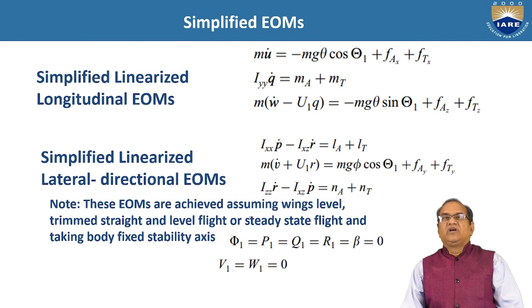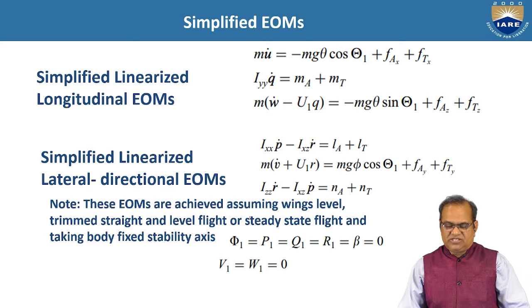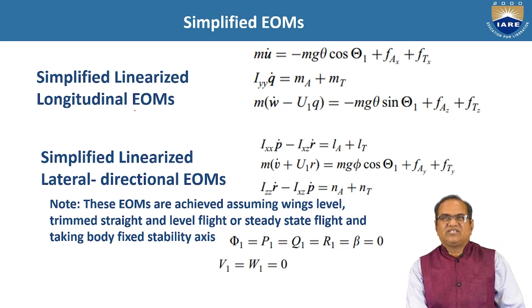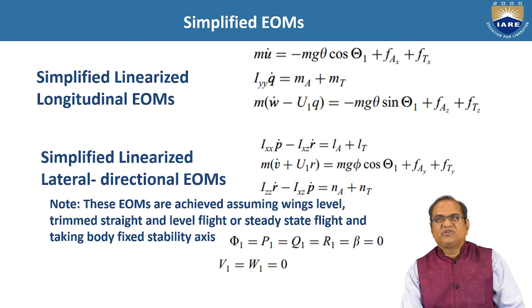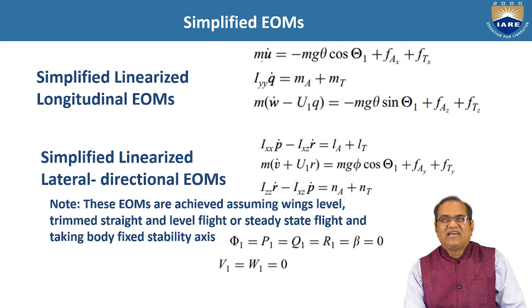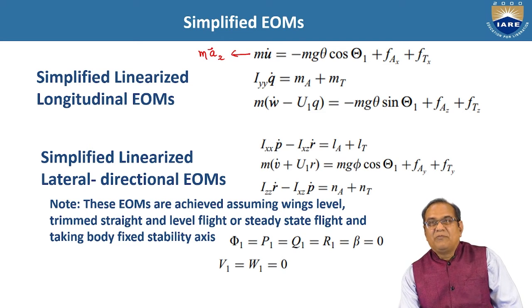Now these equations are further simplified, and this is called the simplified linearized equations of motion. And here if you see m u dot, that is the acceleration in X direction. Okay, so it is m ax. This is m ax is equal to minus mg theta cos theta 1 plus fax plus ftx.